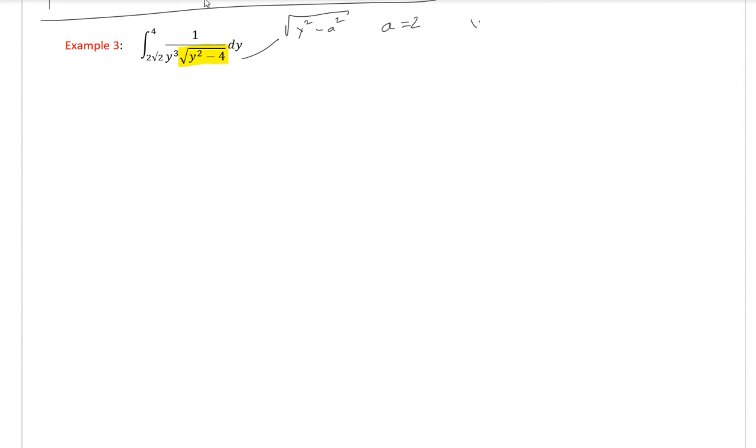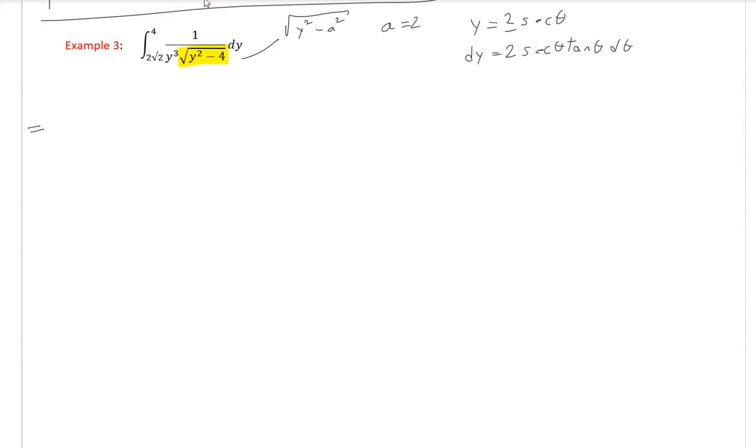Therefore, we're going to set y as 2 times secant of theta, and we set dy as 2 secant theta times tangent of theta d theta. Now the reason that that 2 needs to be there is because when we put that back in, we need to get rid of that minus 4 and make it a minus 1. That way it works well with the identity.